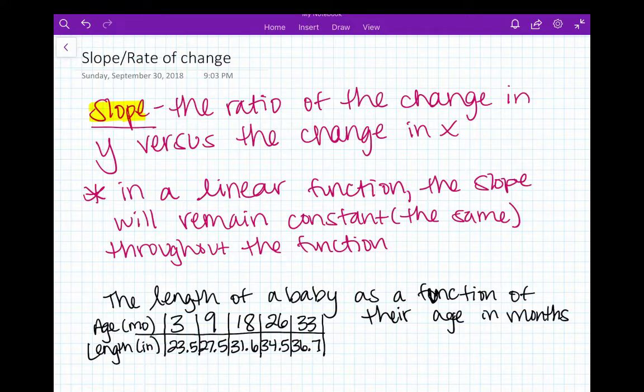This is the video for slope and rate of change. Slope is the ratio of the change in y versus the change in x in a function. In a linear function, the slope will remain constant, meaning the same, throughout the function.